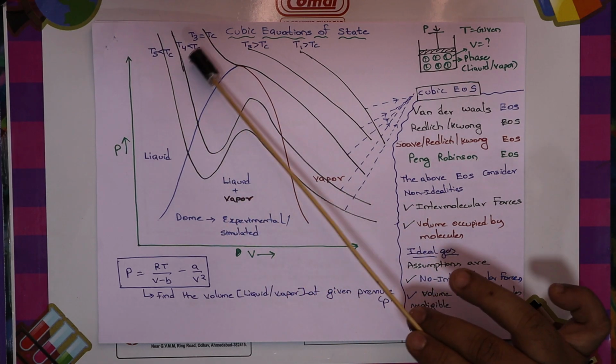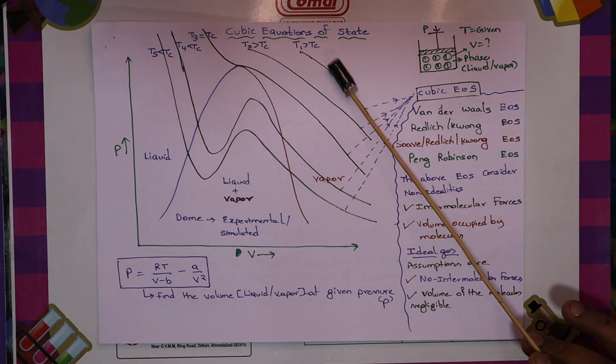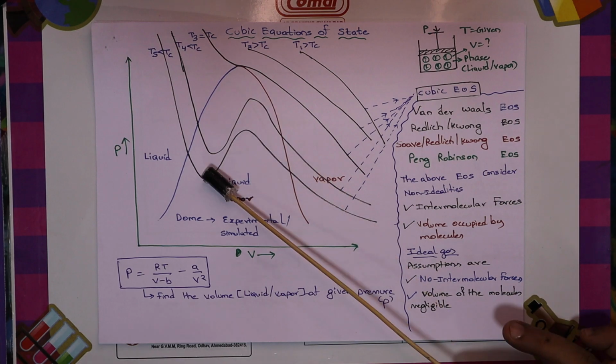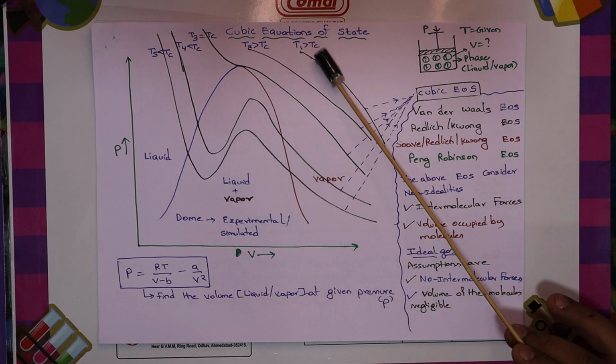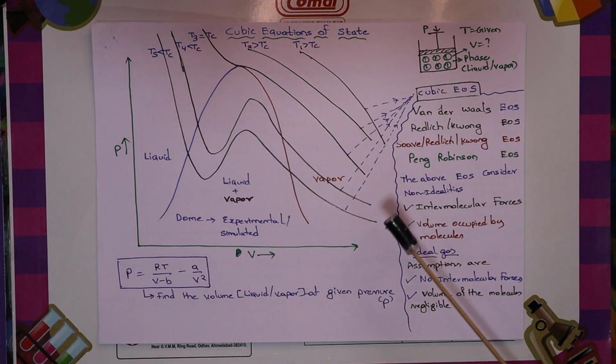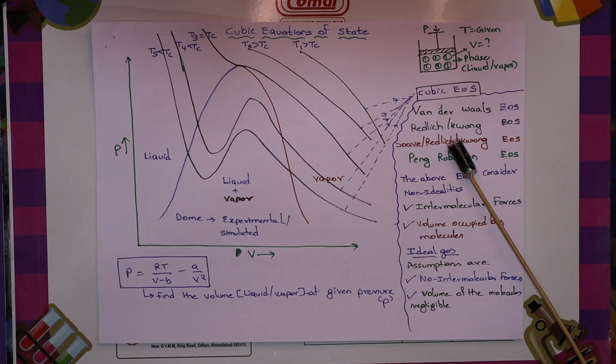So this is at different temperature, this is at different temperature, this is at different temperature. That means as you increase the temperature, the shape of the line and the shifting of the line takes place. Every line is one cubic equation of state, which could be Van der Waals, Redlich-Kwong, Soave-Redlich-Kwong, or Peng-Robinson.